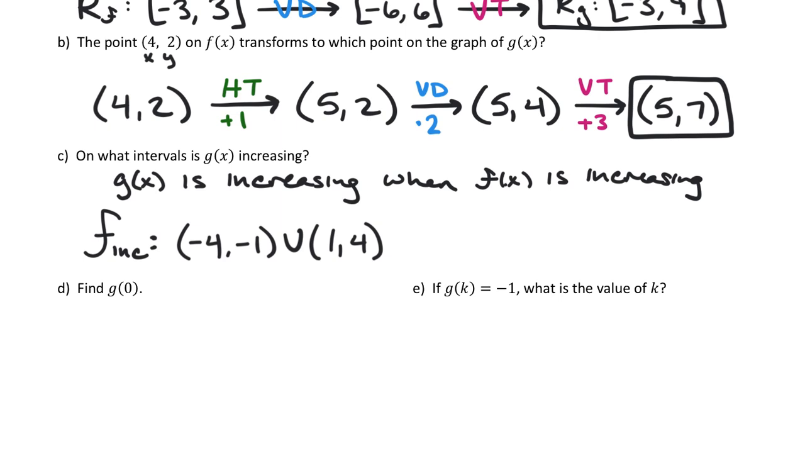But now we want to take this interval where f is increasing and we want to transform it to the g of x function. These are all x values that you wrote down, which means you are only going to use transformations that affect the inputs. What's the only transformation we have that affects the input? Our horizontal translation, which means we are going to add 1 to every single one of those numbers because all of those numbers are input values. So our g increasing interval is from -3 to 0 or from 2 to 5.